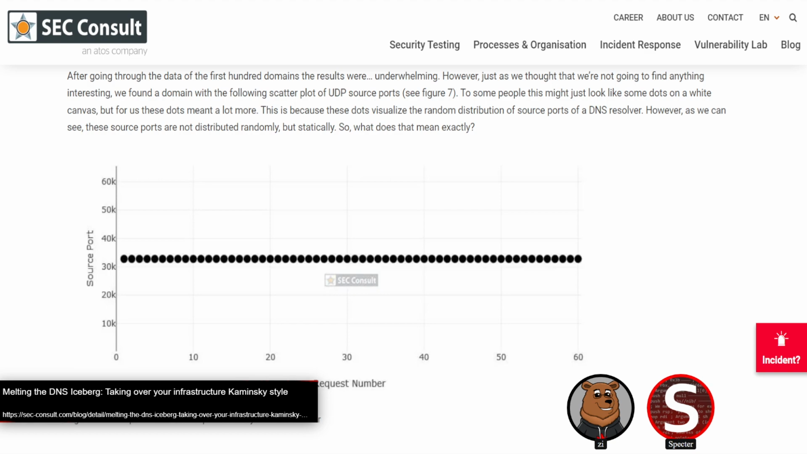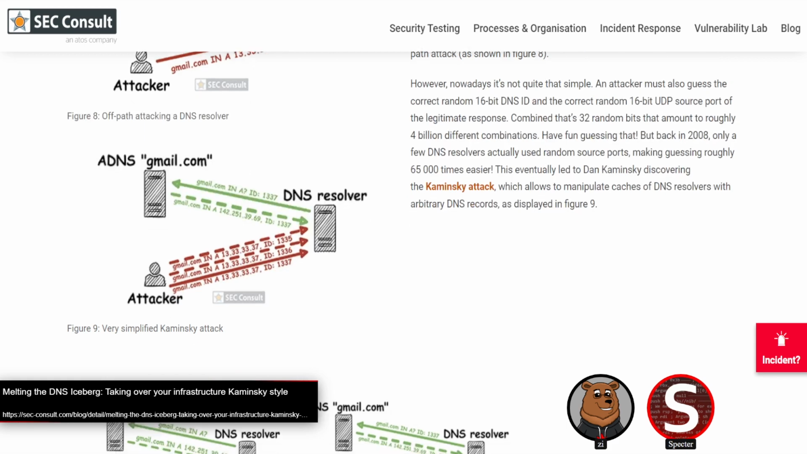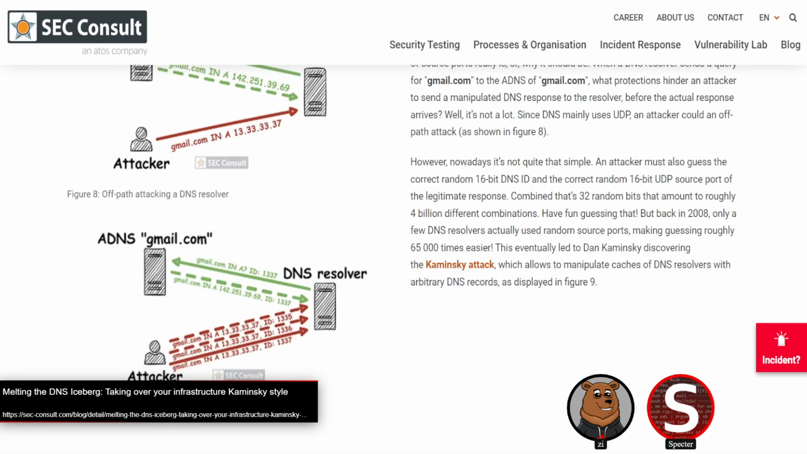From there, they talk about some of the stuff you can do with this and some things you can attack, such as email spoofing by getting manipulated responses cached for the DKIM and DMARC records.